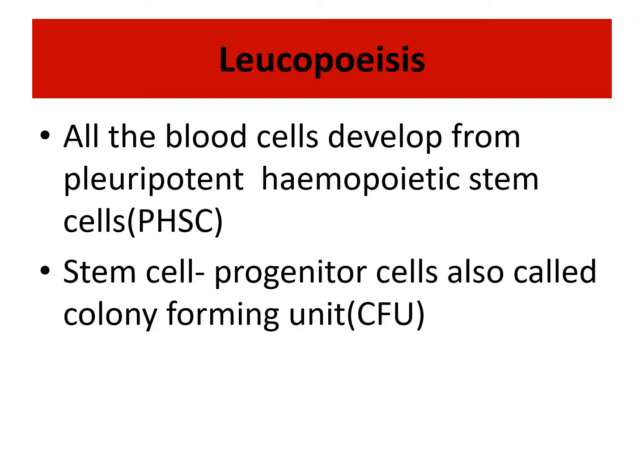All the blood cells develop from pluripotent hemopoietic stem cells, and this pluripotent hemopoietic stem cell is also known as PHSC. And when these hemopoietic stem cells, after several divisions and several maturations, convert into the progenitor cells, which are also known as colony forming units.